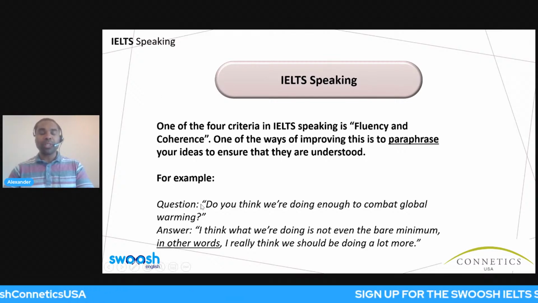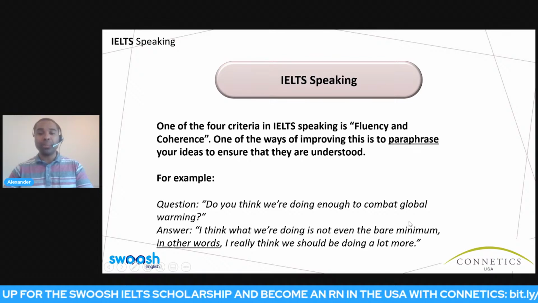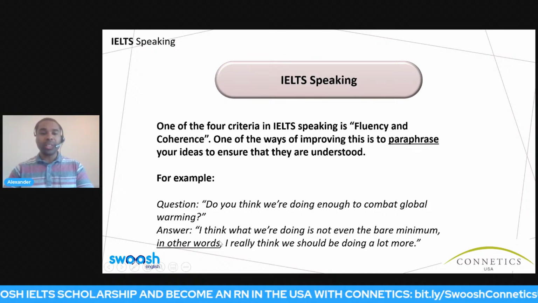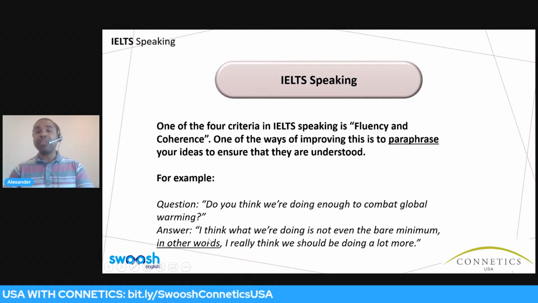So for example, if in the exam you get asked the question, do you think we're doing enough to combat global warming? An answer could be, I think what we're doing is not even the bare minimum. In other words, I really think we should be doing a lot more. So you can see that the phrase in other words is used to paraphrase the information that we're giving.